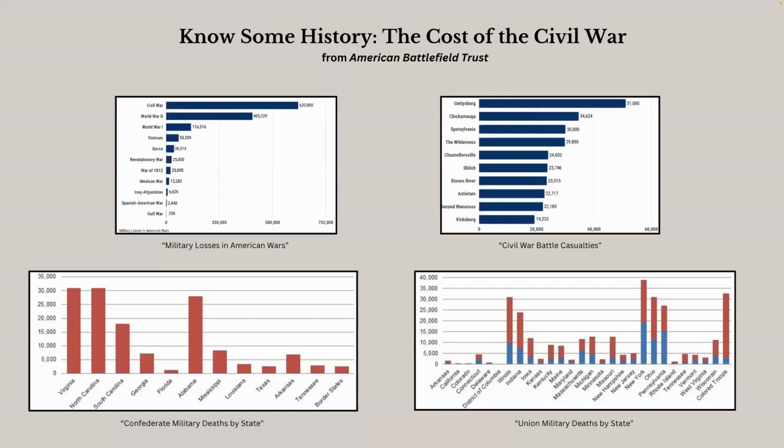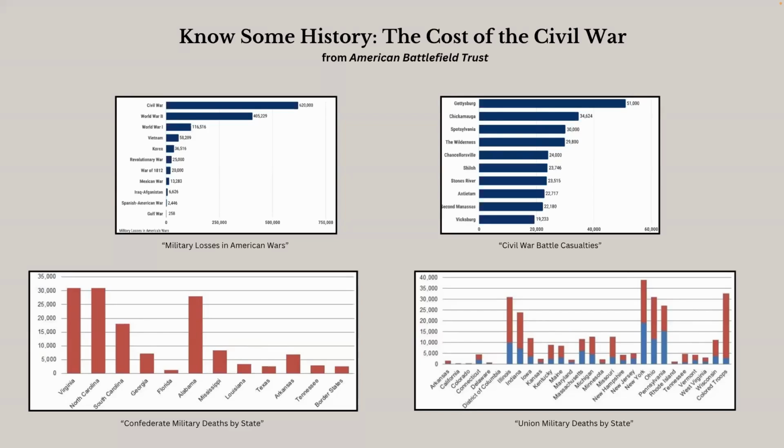disease. Now, this table right down here shows Confederate military deaths by state. Virginia, North Carolina, and Alabama had the most military deaths. So were your ancestors in any of those states? And then over here is the Union military deaths by state. In New York, the colored troops, Ohio, Pennsylvania, Illinois, they had it the worst.